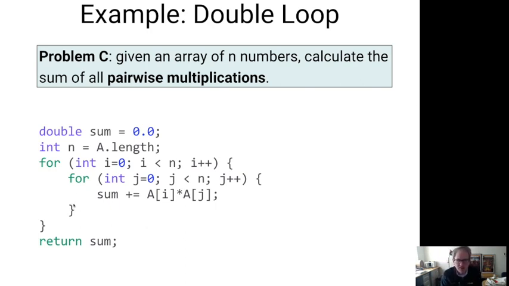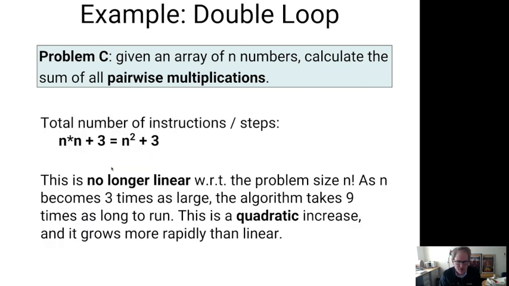But here, this is running in n squared time. So as n gets bigger, we can step through this. You have n times n operations plus 3, which is the sort of operations on the outside and at the end that we've talked about. So it's n squared plus 3. So it's no longer linear. It's worse than linear, in fact.